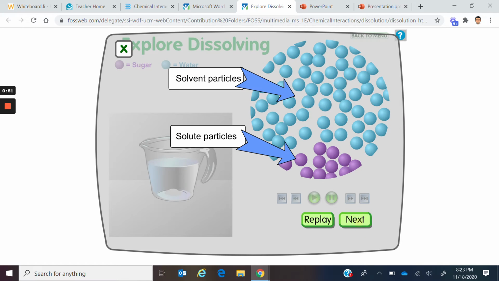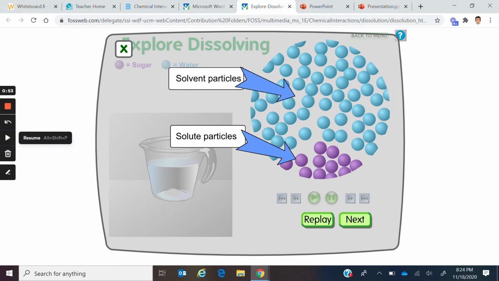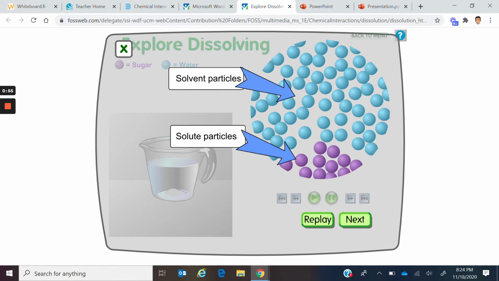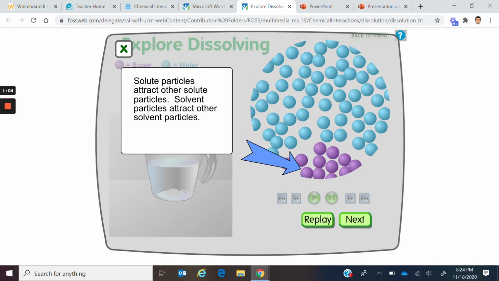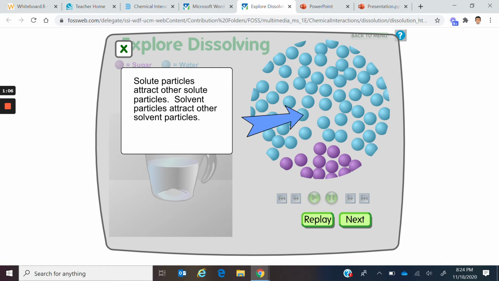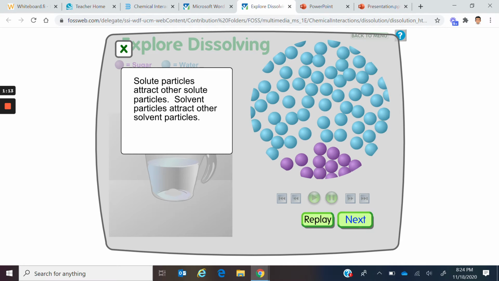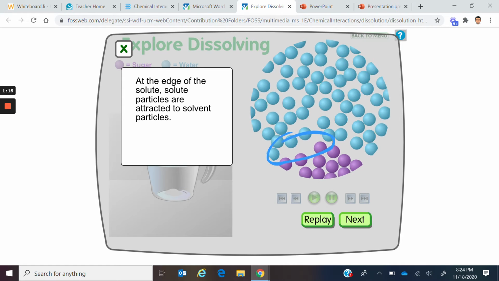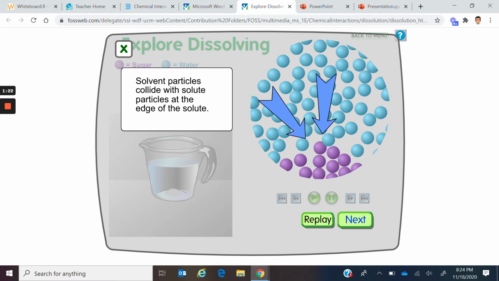And now we're going to click Info. So once again, remember that our solvent particles are in blue, our water, and our solute particles are in purple, our sugar. Let's click next. So the solute particles attract other solute particles, and solvent particles attract other solvent particles. At the edge of the solute, in purple, the solute particles are attracted to solvent particles.